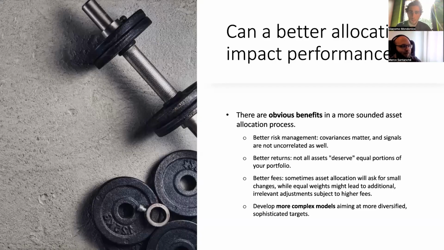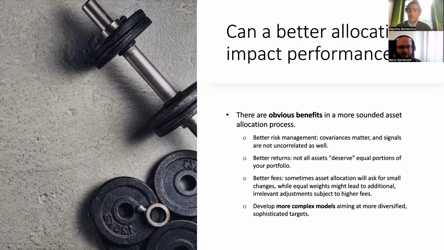Can a better allocation impact performance? Is asset allocation that important? Will it really improve your returns dramatically if you have a better allocation model than, for instance, equal weights or fully invested? Well, there are some benefits that we can understand very intuitively. We don't need to study any model for that. There's surely better risk management in a more complex model that should theoretically tackle all these aspects, for instance, covariances, and the fact that signals have correlations by themselves in the model to some extent.